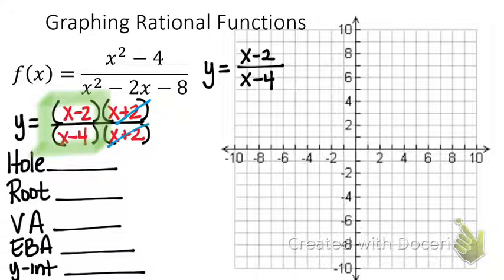So let's go ahead and figure out where our hole is located. To figure out where the hole is located, you're going to take that x plus 2 that you canceled out, set that equal to 0. So if x plus 2 equals 0, you get -2 for x. Now take this -2 that you got and put it in this function. So put your -2 here and here to get the y value.